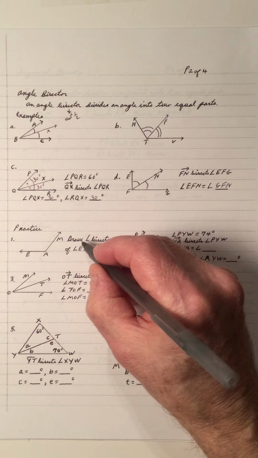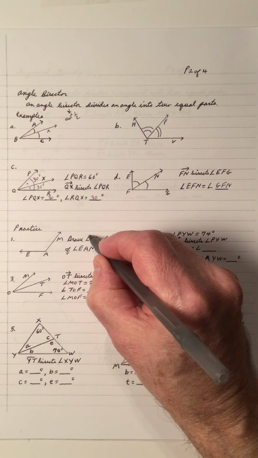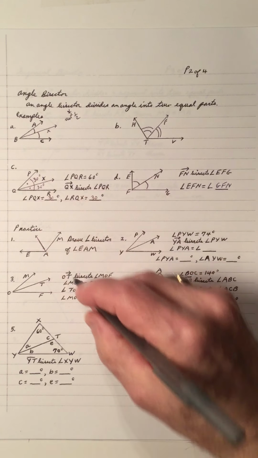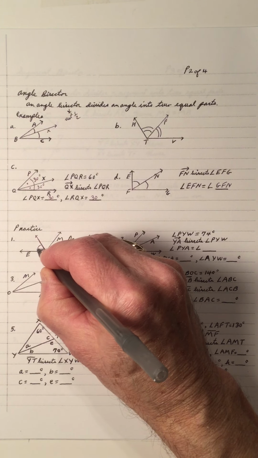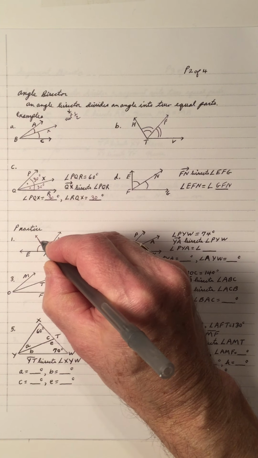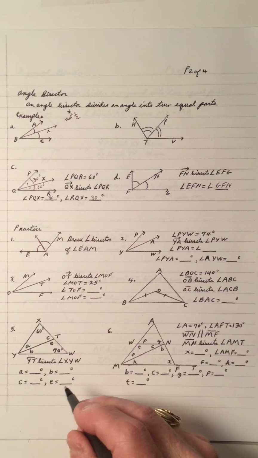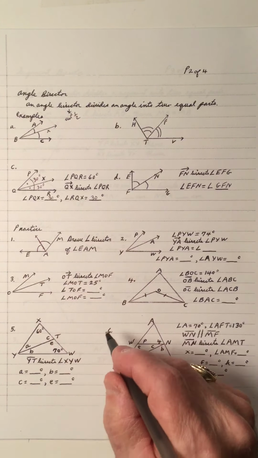Practice. Draw the angle, notice the symbol for angle. Draw the angle bisector of EAM. So the angle bisector is out through there. There it is. And if that's the angle bisector, then what I'll do is mark that angle equals that one. Because I marked those equal with those marks, that means that that's the angle bisector.